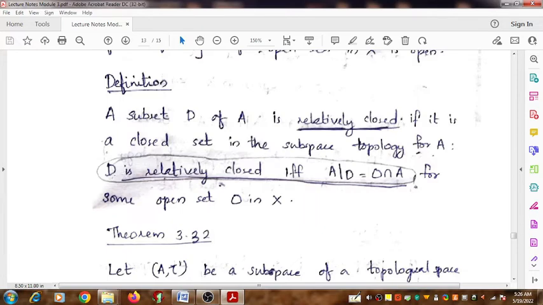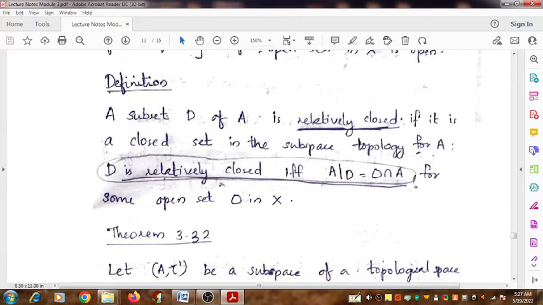More clearly, we can say that D is relatively closed if and only if A minus D, the set obtained by removing all points of D from A, equals O intersection A for some open set O in X. Here O is an open set in X. So there exists at least one open set in X such that A minus D equals O intersection A.